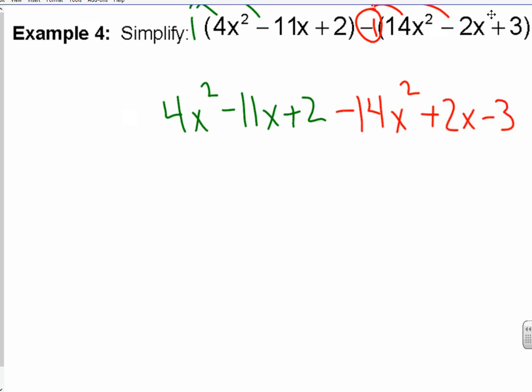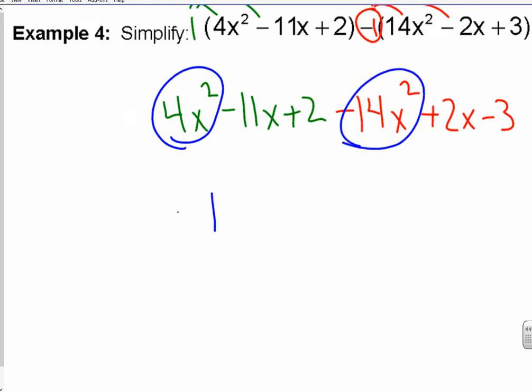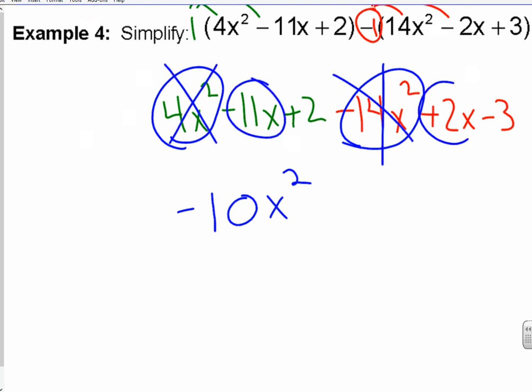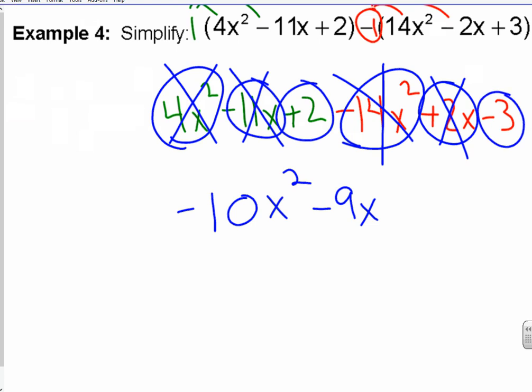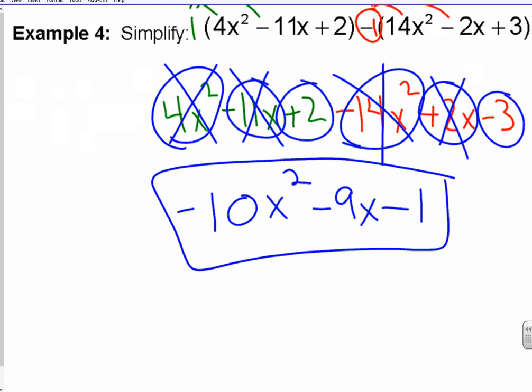Now that I'm here, I combine like terms. Highest exponent, next highest exponent, that makes -10x squared. Cross it off. Next highest with next highest, -11 plus 2 is -9x. Cross it off. And my constants, 2 minus 3 is -1. Final answer for example 4.